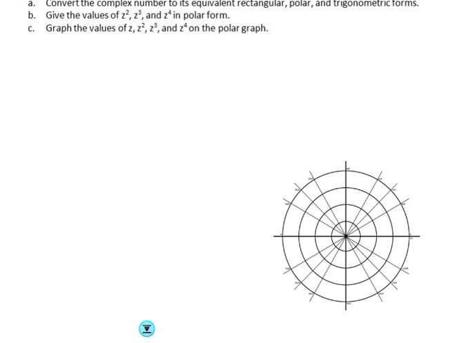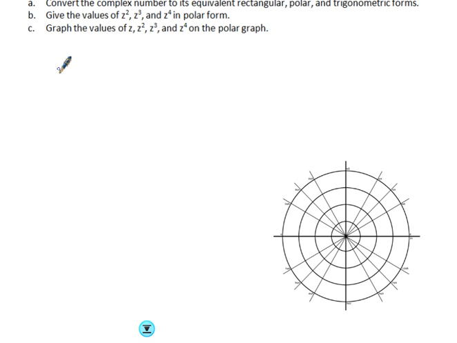If we move on to number 10. So there's a complex number z which is equal to 2 plus i. Convert it to rectangular, polar, and trig forms, and we're going to figure out the values of z squared, z cubed, and so on and so on. Then we're going to graph them.